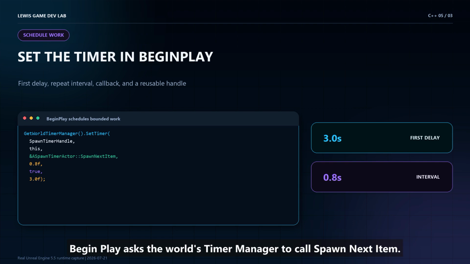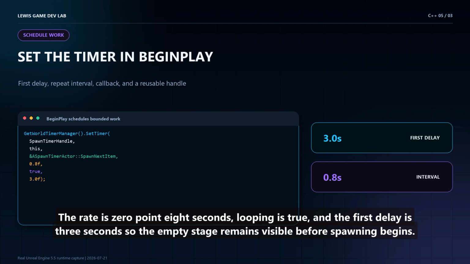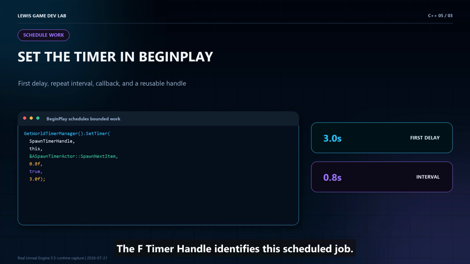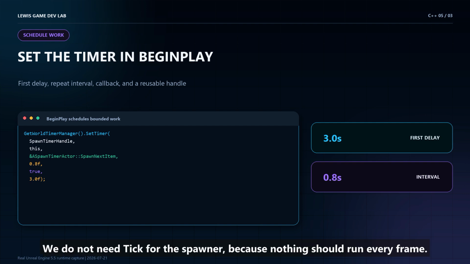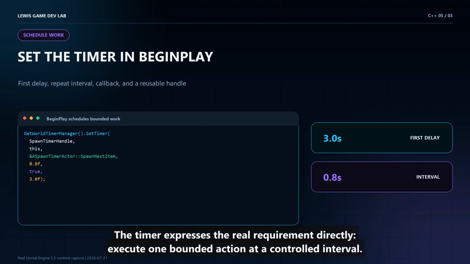BeginPlay asks the world's timer manager to call SpawnNextItem. The rate is 0.8 seconds, looping is true, and the first delay is 3 seconds, so the empty stage remains visible before spawning begins. The FTimerHandle identifies this scheduled job. We do not need Tick for the spawner, because nothing should run every frame. The timer expresses the real requirement directly: execute 1 bounded action at a controlled interval.